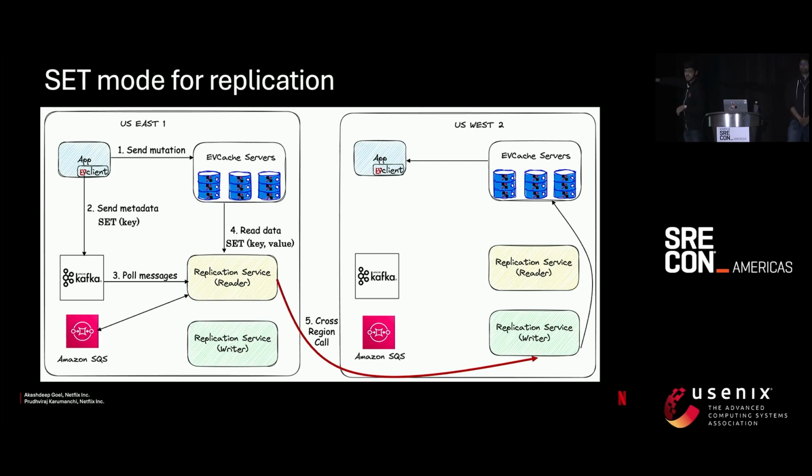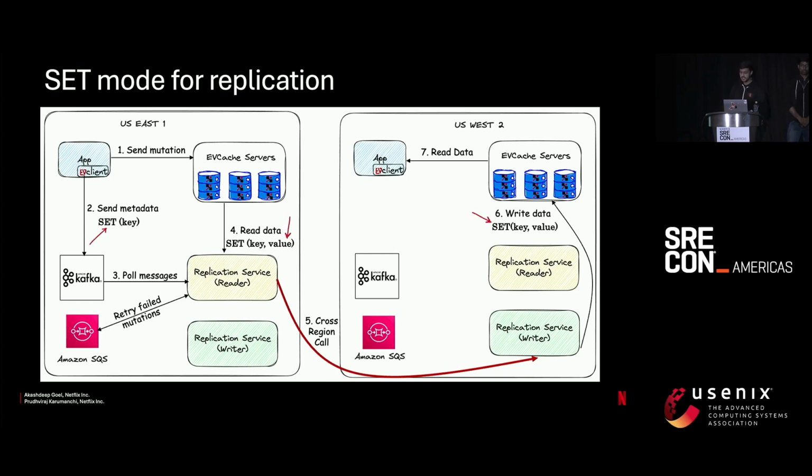This service has an EVCache client built in, and what it does is replay that call to the target EVCache cluster in the remote region. Once the data is available in the remote region, your apps in the remote region can easily read the data from the remote EVCache servers. There is also a fail-safe mechanism for failed mutations through SQS, but that's out of scope for this talk.